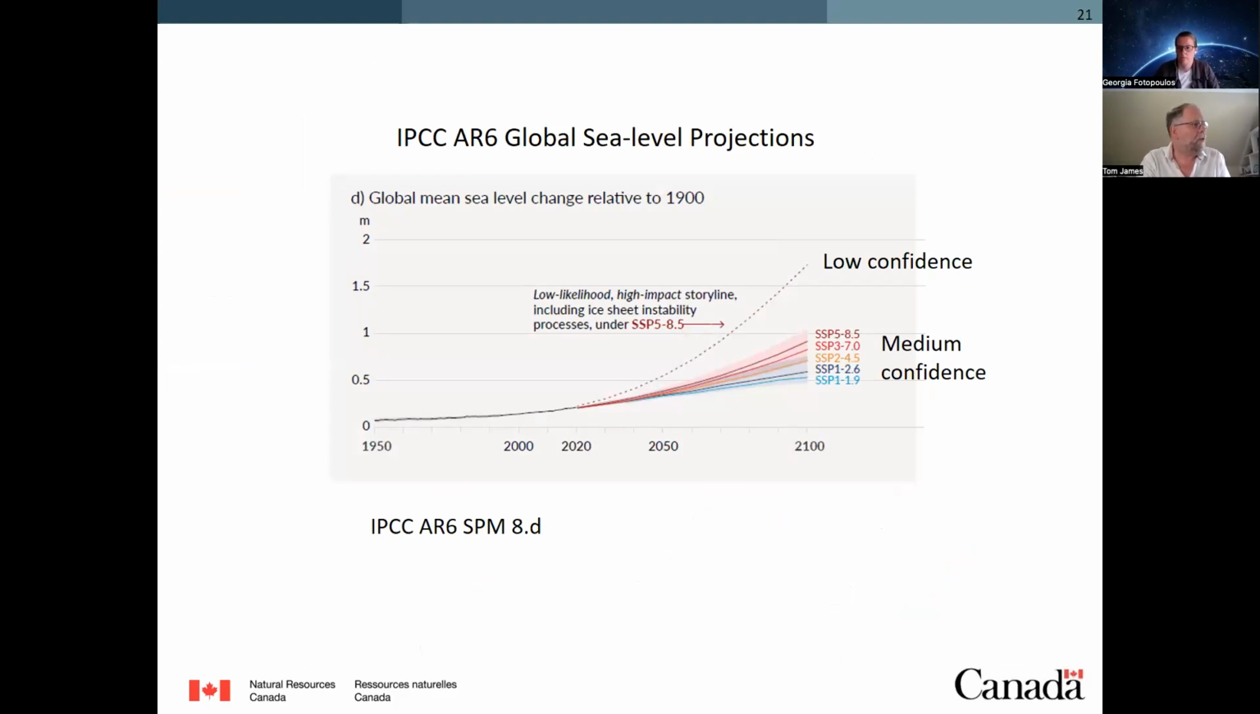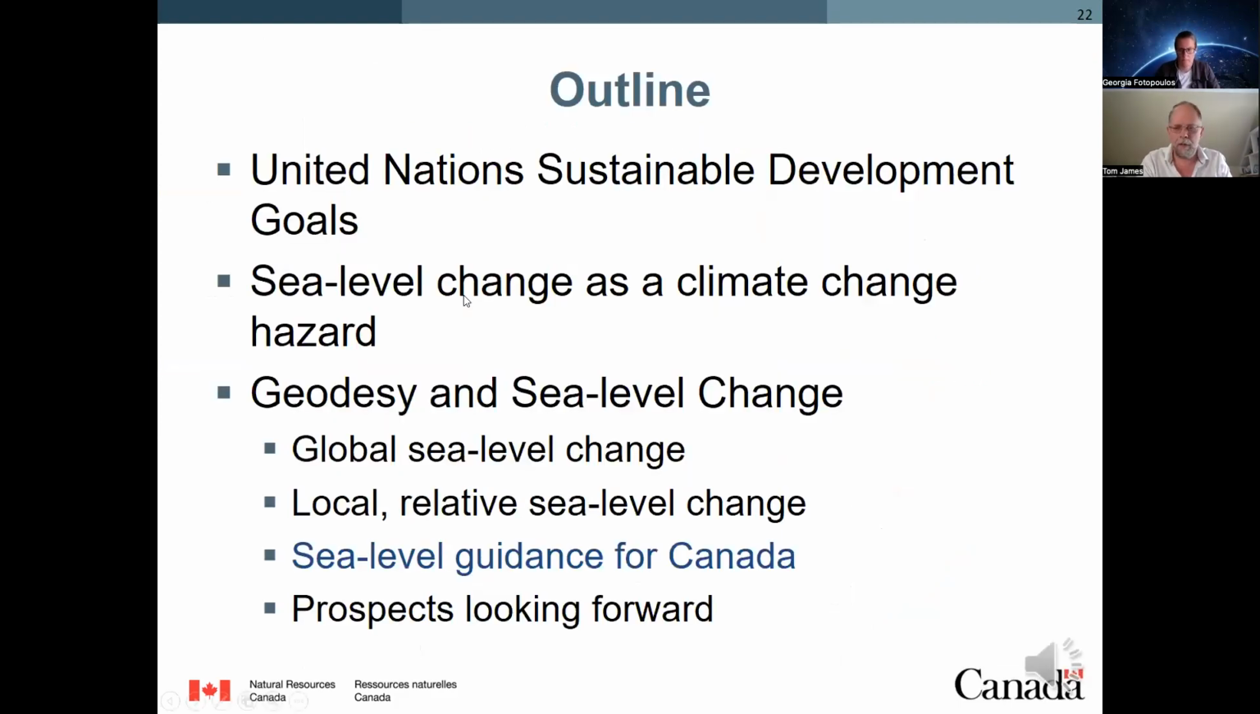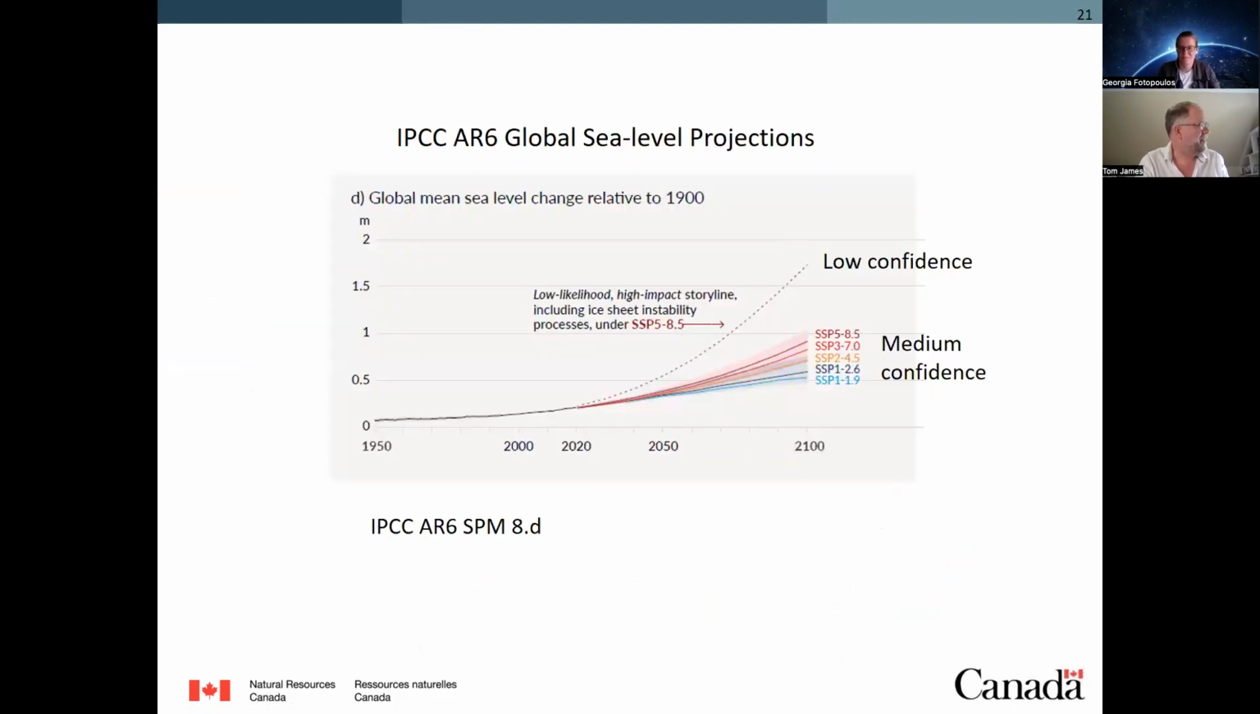So now let me switch gears a bit to talk about the development of national sea level guidance. And one of the things that's motivating this, okay, afraid of that. Now, I can't use my mouse, it will make things go forward. Anyway, focusing in on this low likelihood, high impact storyline that includes ice sheet instability processes.